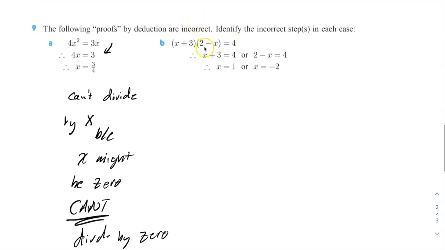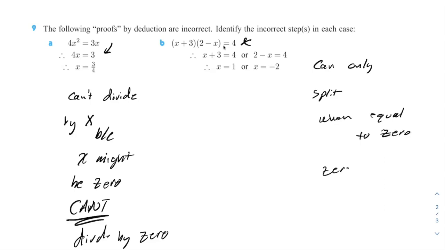The next one, well, hopefully everybody notices what's wrong here. Look at that. They split it. You can only split it when it equals 0, not when it equals a number. So this is the mistake there. You can only split when equal to 0. That's called the zero product property. Anyway, that's the lesson.